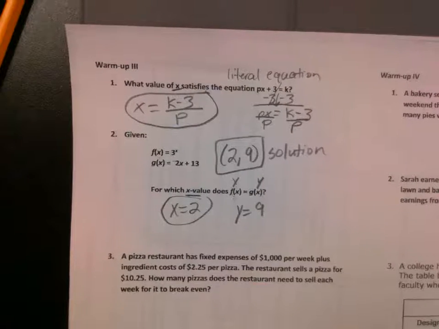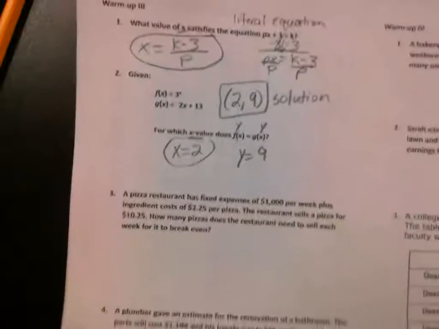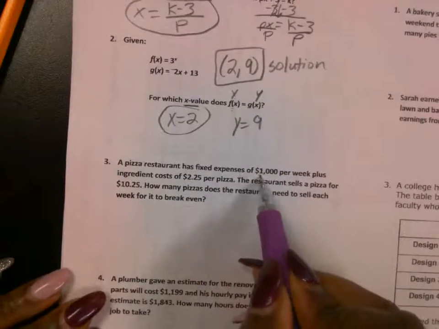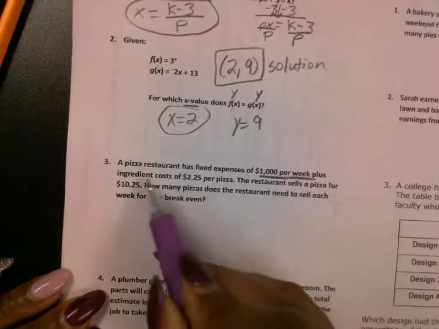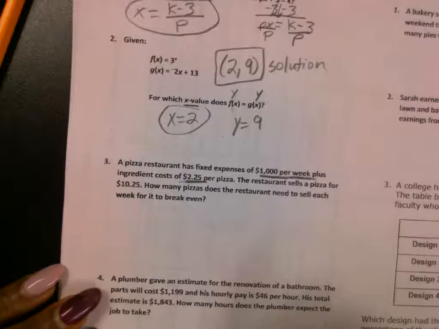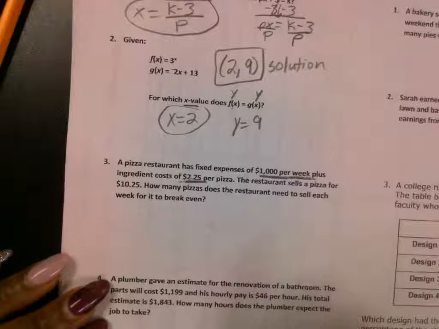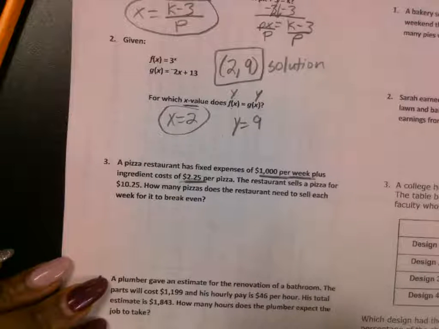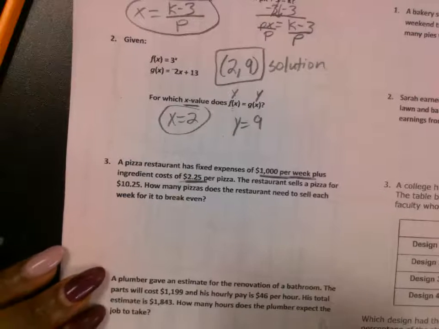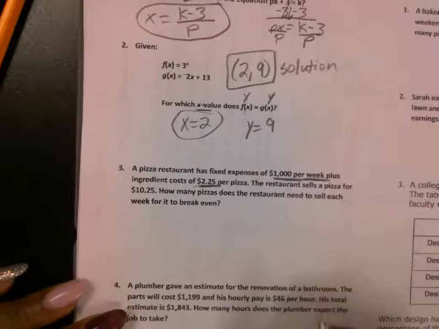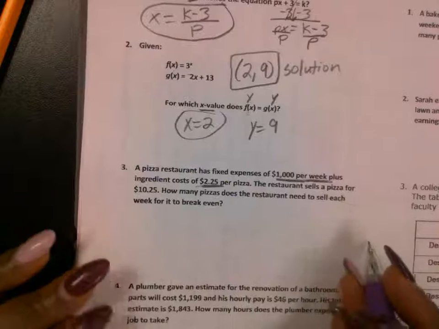Okay, so let's look at the next one, number 3. It says a pizza restaurant has a fixed expense of $1,000 per week, plus the ingredients cost of $2.25 per pizza. The restaurant sells pizza for $10.25. How many pizzas does the restaurant need to sell each week for it to break even? All right, so let's write an equation. See if you can write an equation. Can anybody write an equation for this?